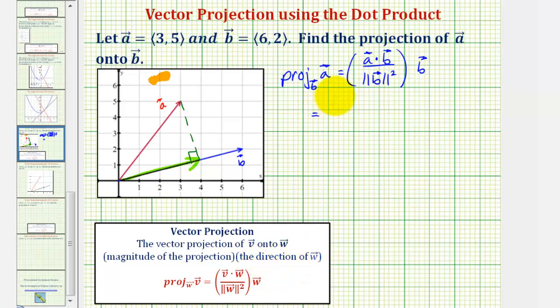So this would be equal to vector A dotted with vector B, which would be 3 times 6 plus 5 times 2. So again, we'd have 3 times 6 plus 5 times 2. We'll divide this by the magnitude of vector B squared. Well, the magnitude of vector B would be equal to the square root of 6 squared plus 2 squared, or 36 plus 4, and this is squared. Then we multiply this by vector B.